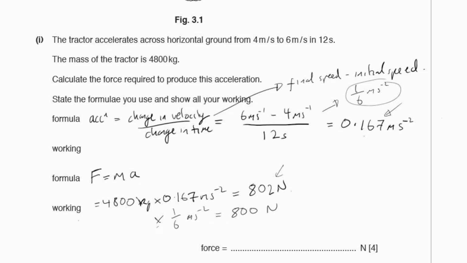For this one, of course, we're going to use two significant figures. It would work the same and gives 800 newtons whether we use 0.167 or 1 over 6. But something to be aware of is to try and use the most accurate value in your calculation and then round it to the appropriate number of significant figures when you write the answer down. So that's 800 newtons.